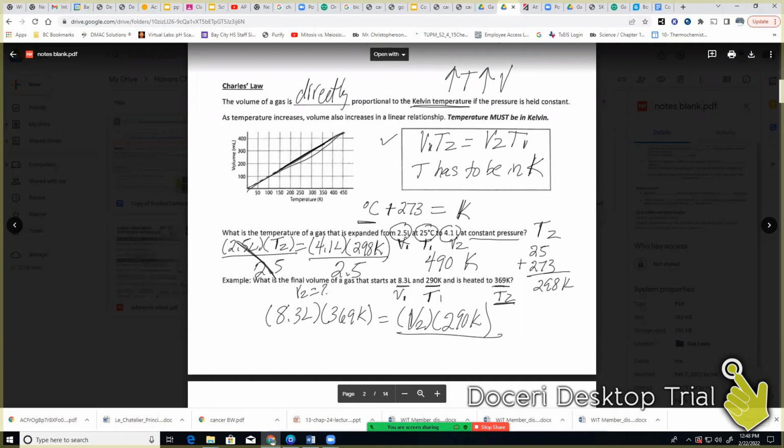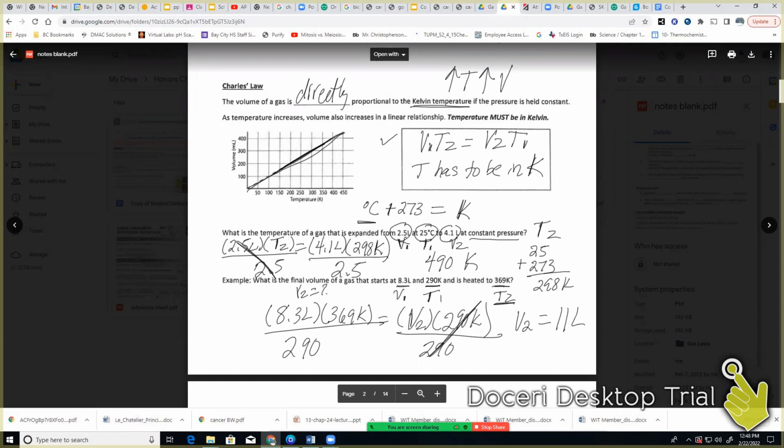So divide each side by 290. And since my volume was given in liters, my answer will also be in liters with 2 sig figs. All right, what do we end up getting? 11 liters. I think you got something like 10.56 or something like that. Then 2 sig figs would be 11.